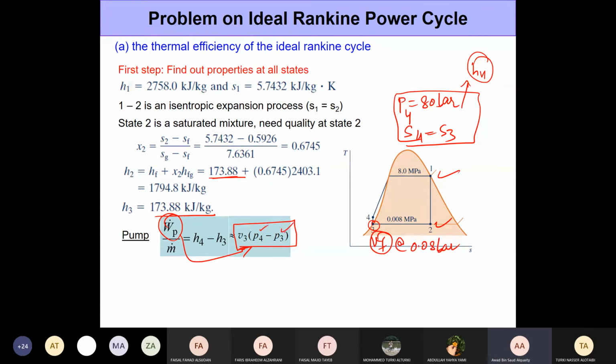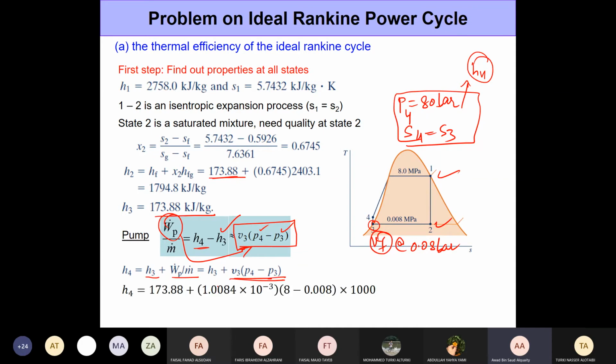Okay, and P4, P3, and V3 are very easy to determine. P4 and P3 are in fact given in the question. We already have H3, so then we can determine H4 from this equation. So we can write H4 as simply H3 plus the work input to the pump, and work input to the pump is given by this formula right here. So it's a matter of plugging in the numbers now.